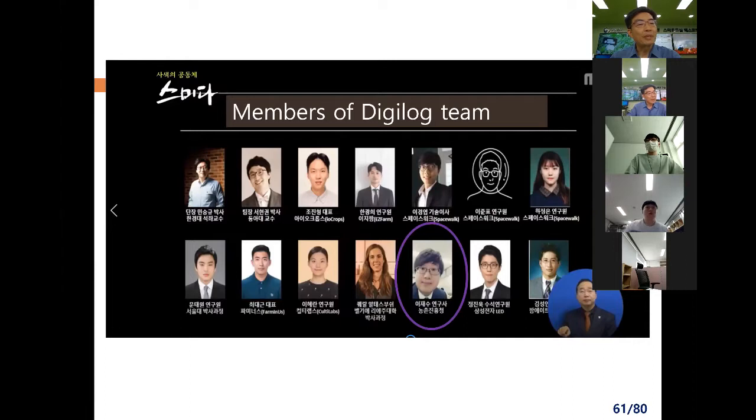These colleagues are members of the Digilog team, my country. There are 14 people in total, and this is the step of my division. This guy is a step of my division. I'm showing you this picture to let you know that my division is participating in this competition.